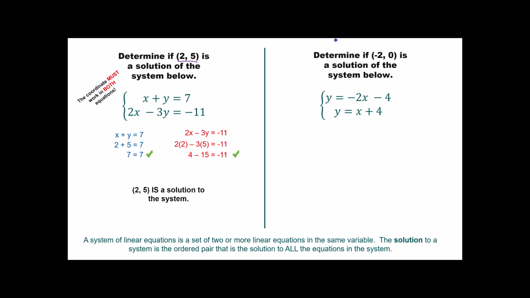Let's try this other one. We want to see if negative 2, 0 is a solution to the system. So I take the first equation, put a negative 2 in for x and a 0 in for y, and it works. I take the second linear equation, put the 0 in for y, the negative 2 in for x. It does not work. Negative 2, 0 is not a solution to the system.